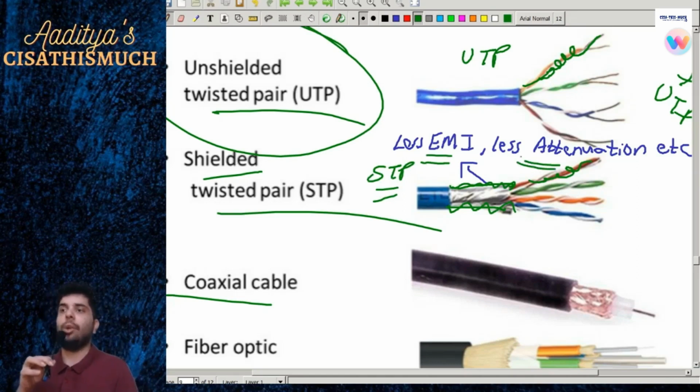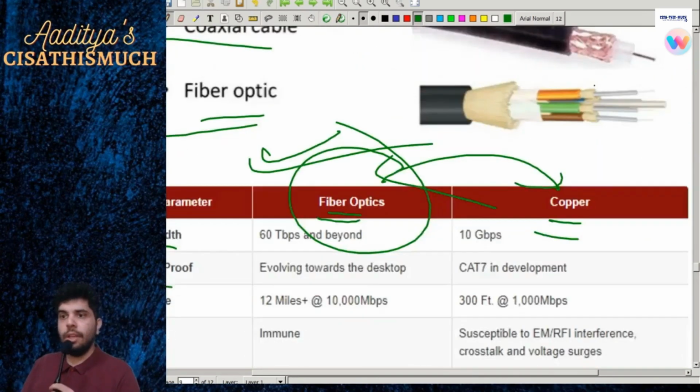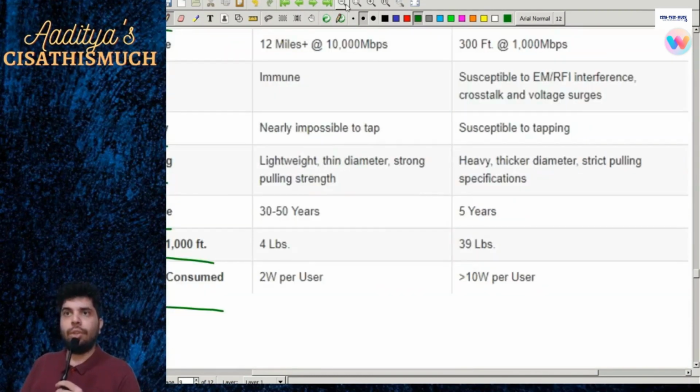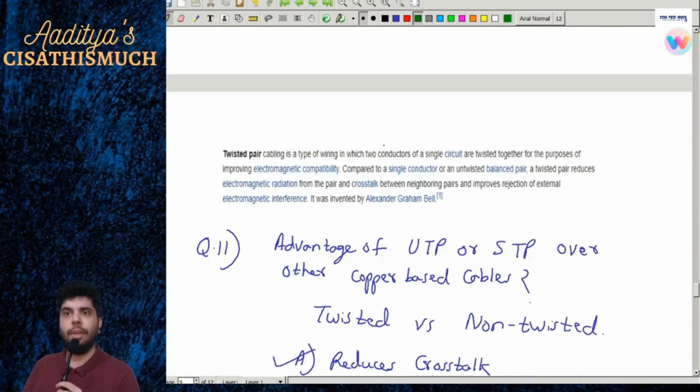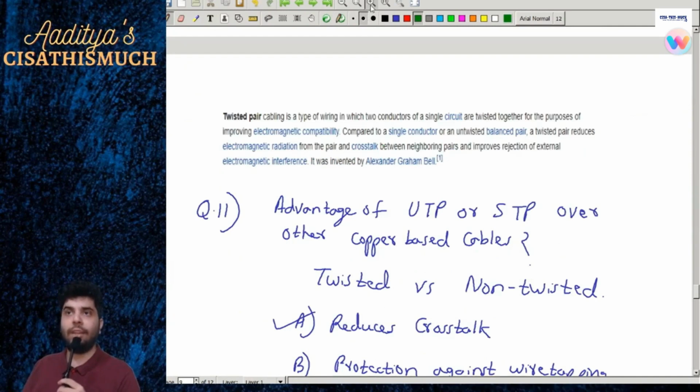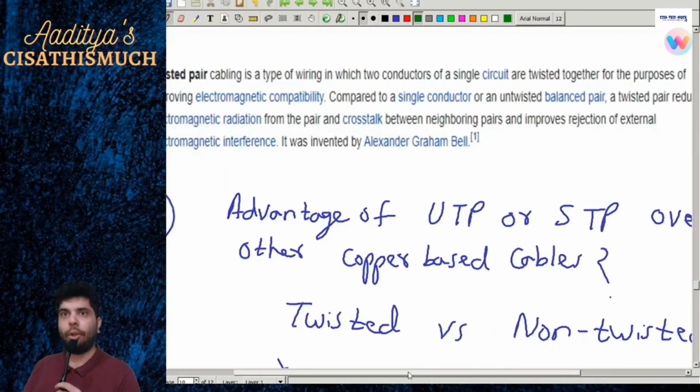EMI, less attenuation. So shielded twisted pair is better than having unshielded twisted pair. Now let's look at the question. Just wait a second. Yes, before looking at the question, again one more thing important.